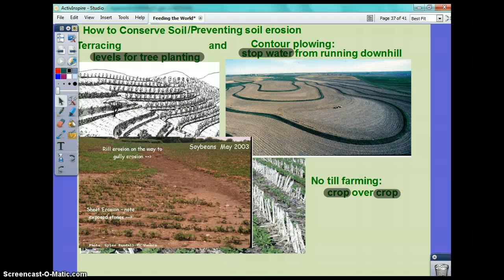Overusing. Erosion, overusing land, like overgrazing. What else? Over-farming, that's what the soil chapter is about. Poor farming techniques. Flooding from excessive irrigation. So one of the best ways to farm is to use levels.